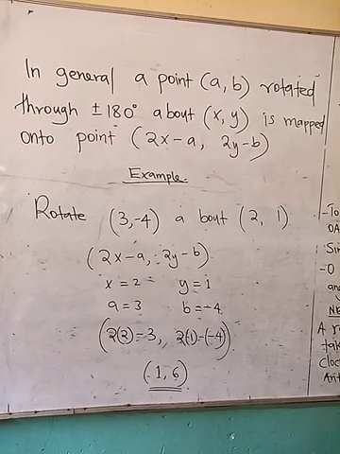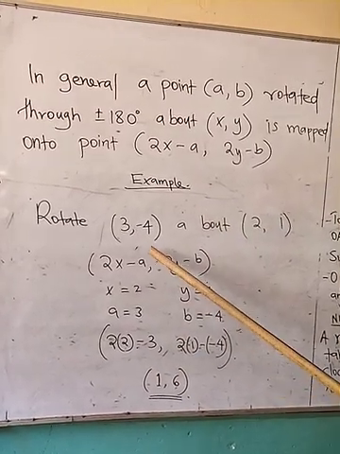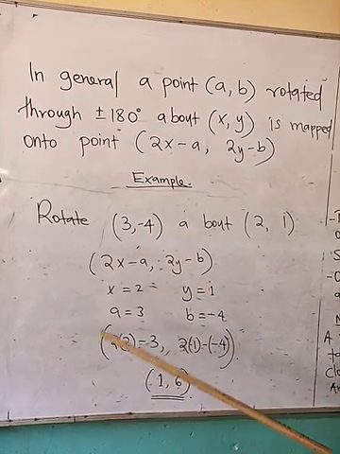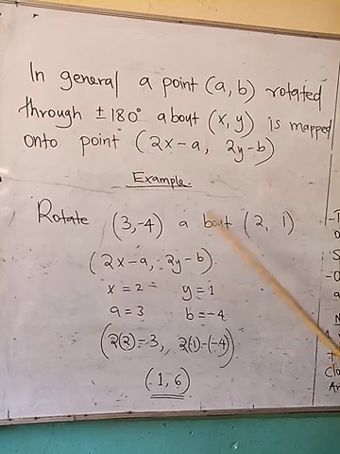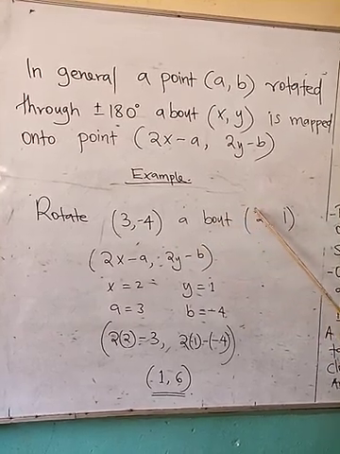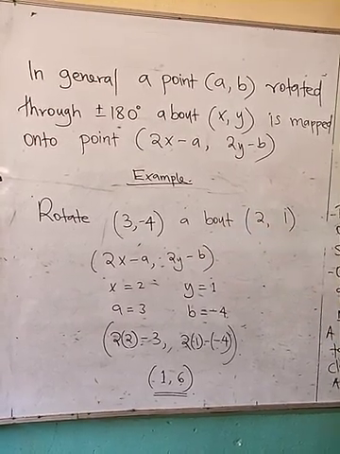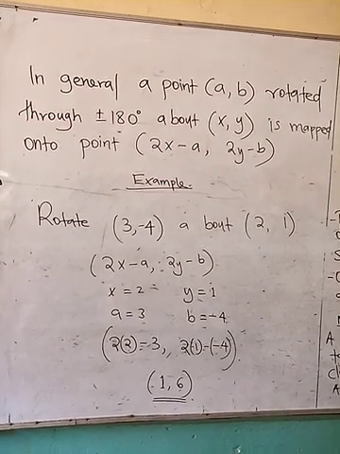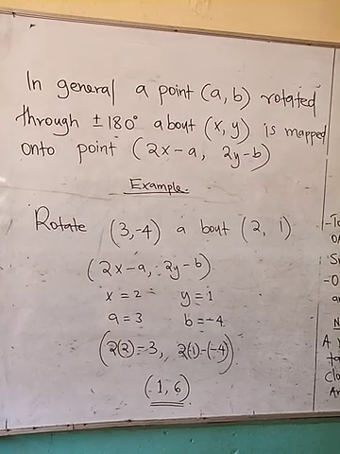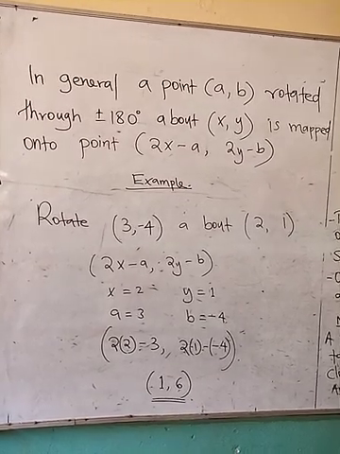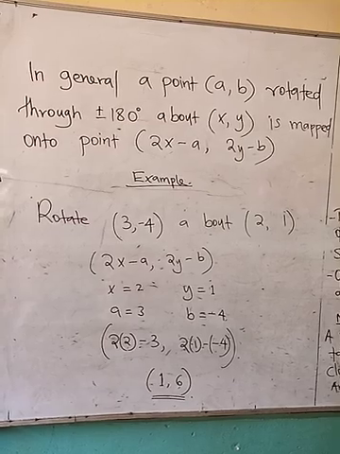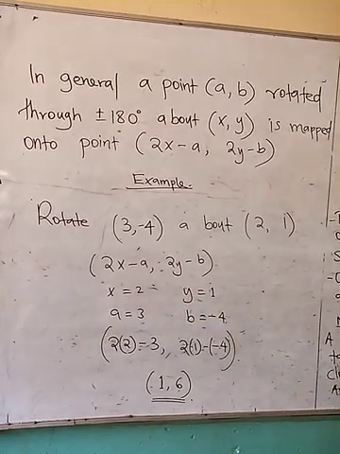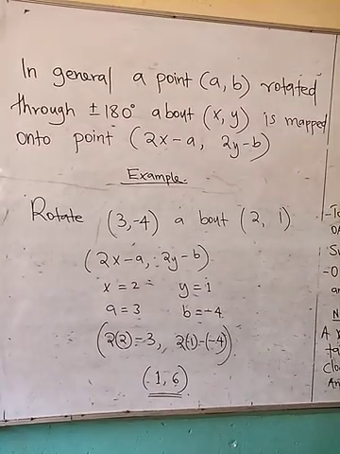Now, let us look at an example. When you take the point (3, -4) and rotate it about (2, 1), you can do it graphically. Those who have graphs at home can try to do it graphically, but we won't do it mathematically, because graphically we have done it, and we can prove that this formula holds even when you use a graph.